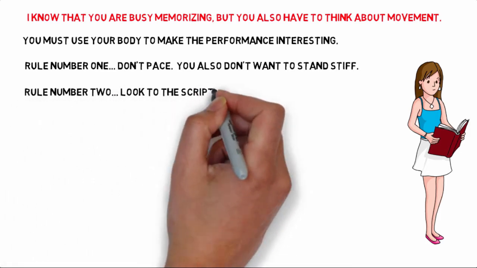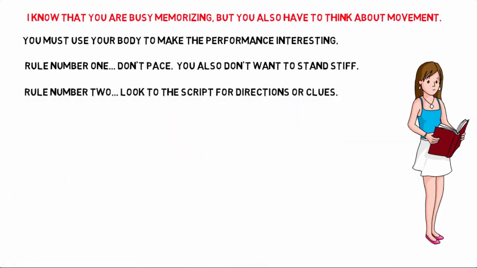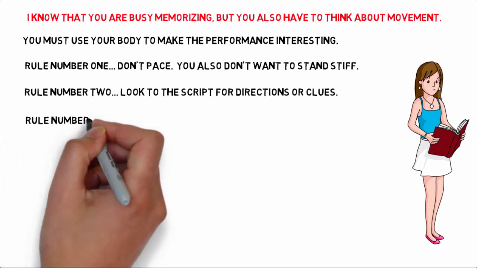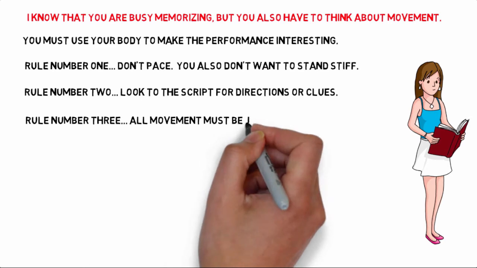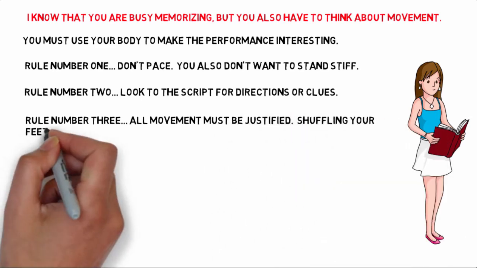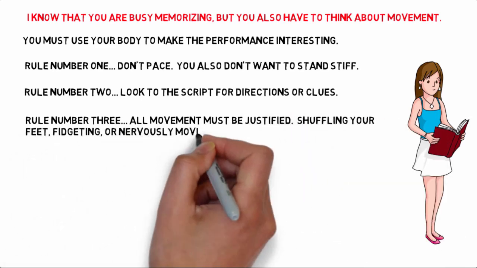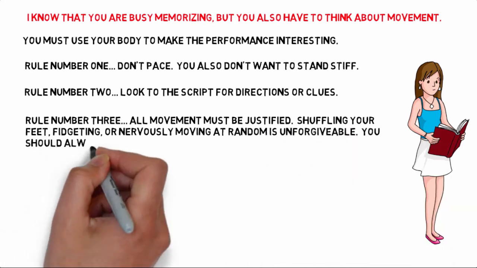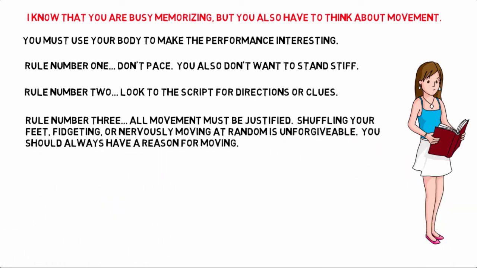Rule number 2, look to the script for directions or clues. Sometimes the script will have stage directions, or there will be certain words that you can highlight that reveal movement. They tell you how you're supposed to be moving at a particular point in the piece. Rule number 3, all movement must be justified. Shuffling your feet, fidgeting, or nervously moving at random is unforgivable. You should always have a reason for moving.